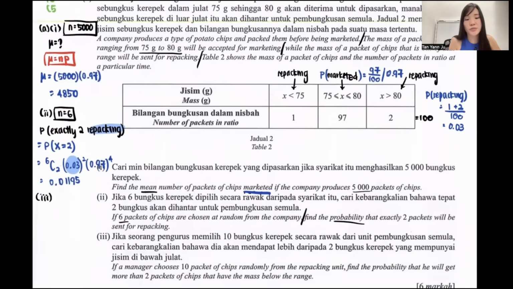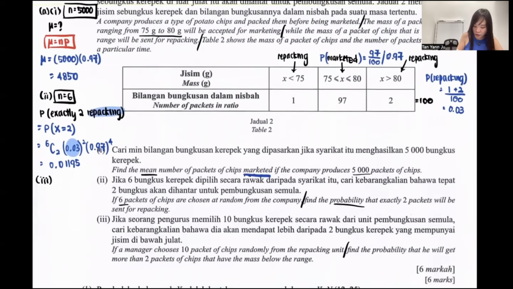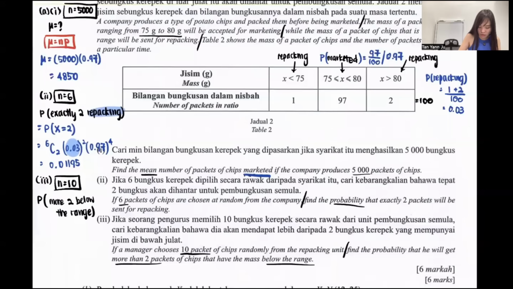A3. Okay, A3, let me read for you guys. If a manager chooses 10 packets of chips randomly from the repacking unit. So again, they choose 10 packets. Do they say what kind? No. So you know it's the total again. So this is n equals 10. Okay, then they say find the probability that he will get, look carefully, more than 2 packets of chips that have the mass below the range. Okay, so read carefully every single word.